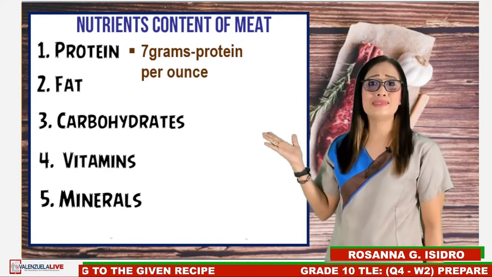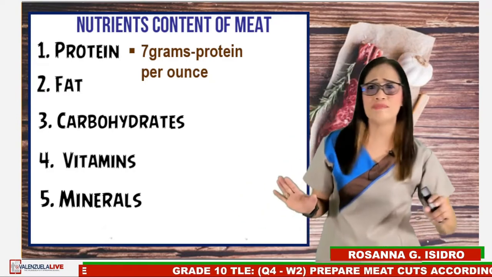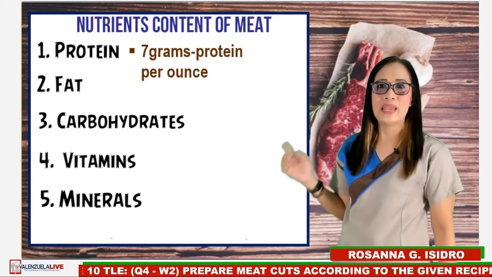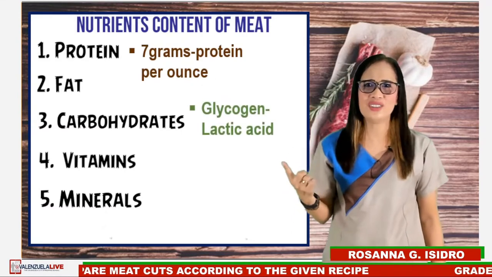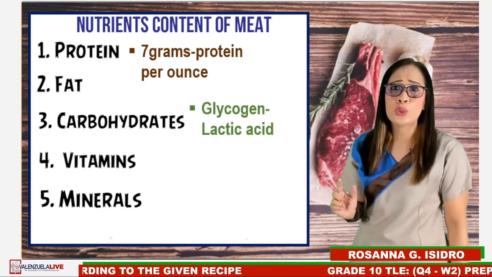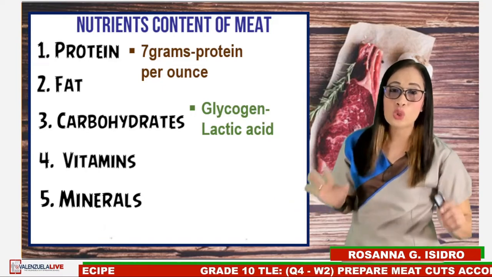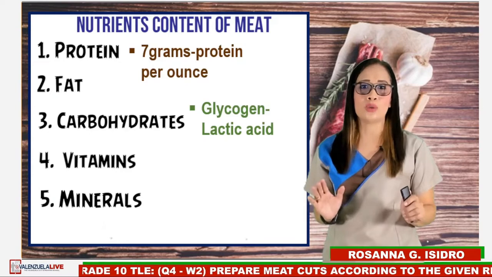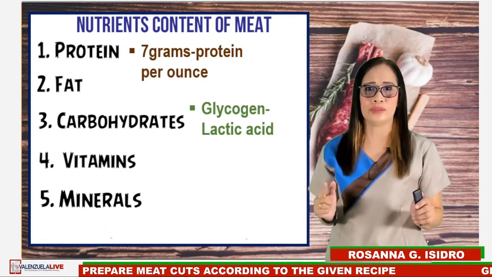Fat content can vary widely according to the grade of meat and its cuts. Carbohydrates. Meat contains very little carbohydrates. Glycogen found in the liver and muscle tissue is present when the animal is alive, but the glucose that makes up glycogen is broken down to lactic acid during and after slaughter.